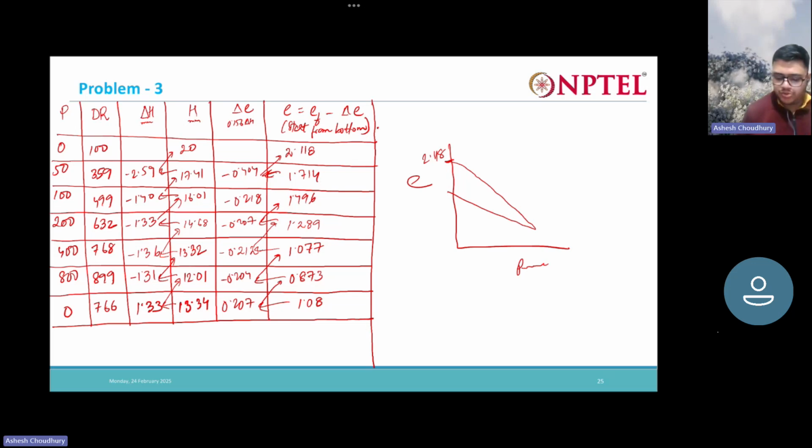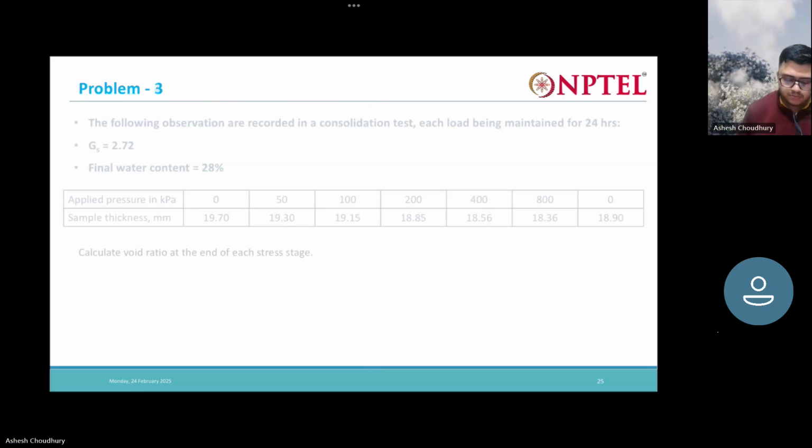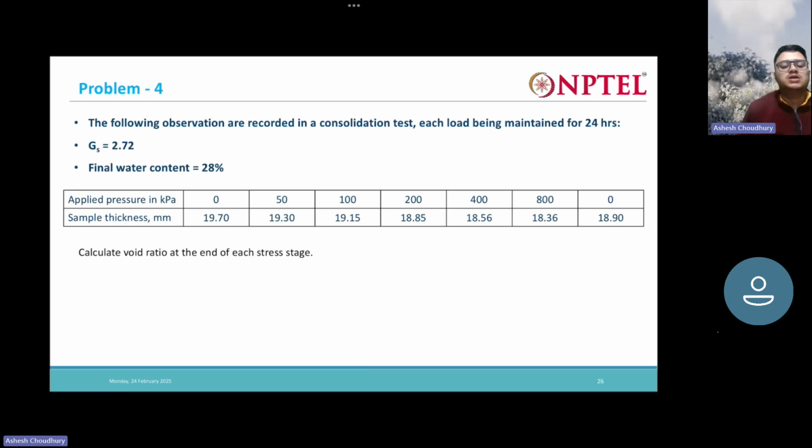Now let us see one. The following observations are recorded in a consolidation test, each load being maintained for 24 hours. The specific gravity of soil solids is 2.72 and the final water content is 28%. The applied pressure and the sample thickness are given. Again, we need to calculate the void ratio at the end of each, similar to the previous problem.